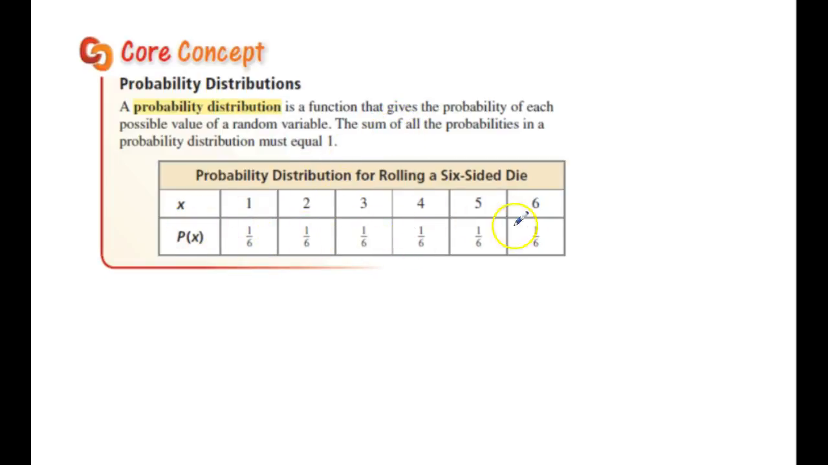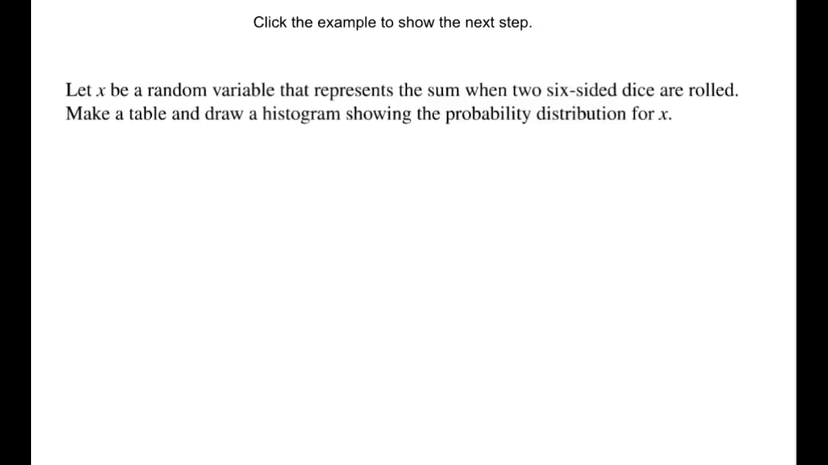So the thing I notice is that the sum of my probabilities has to be 1. So this is the probability distribution for rolling a 6-sided die. Well, I know that each of those events is equally likely, so the probability of rolling a 1 was 1/6, the probability of rolling a 2 was 1/6, and so on. And if I was to add all of these up, I would get 1, so I know that my probability distribution is correct. So here's our first example.